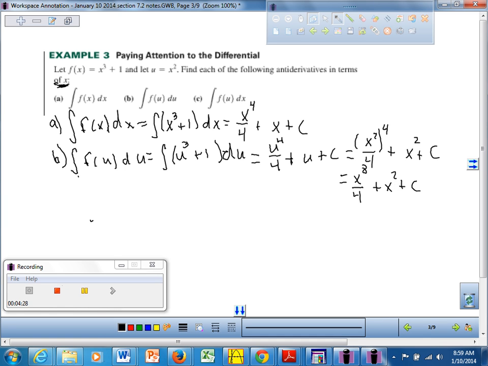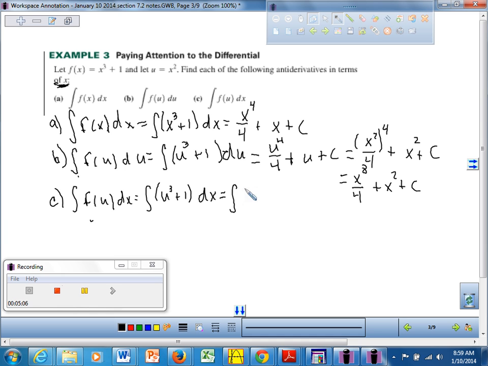Okay? All right, now they mix everything up. Now they want the integral of f of u dx. So let's write that in first. So we get the integral of f of u dx equals the integral of u cubed plus 1 dx. But can I integrate it when it's in that form right now? Nope, I have u's and x's. So, before I can integrate, this is the case where I'll have to do what?